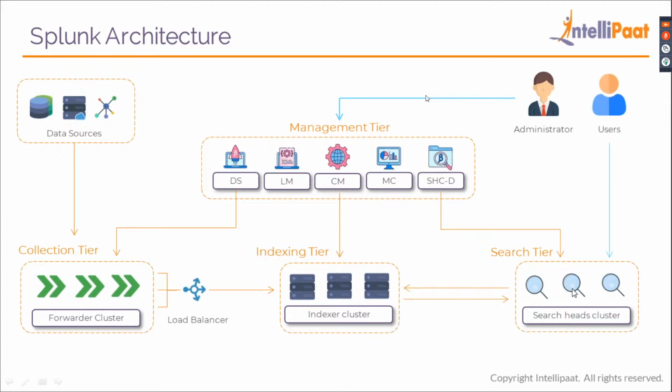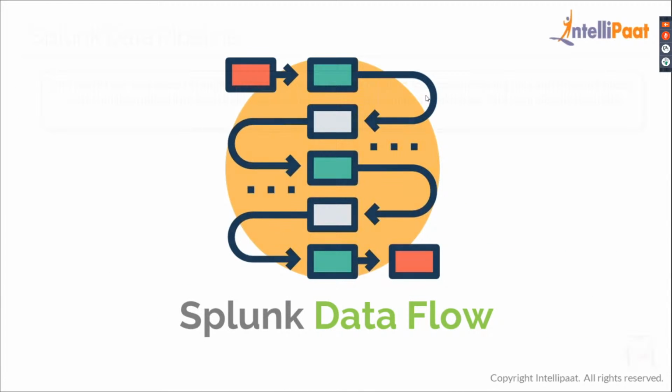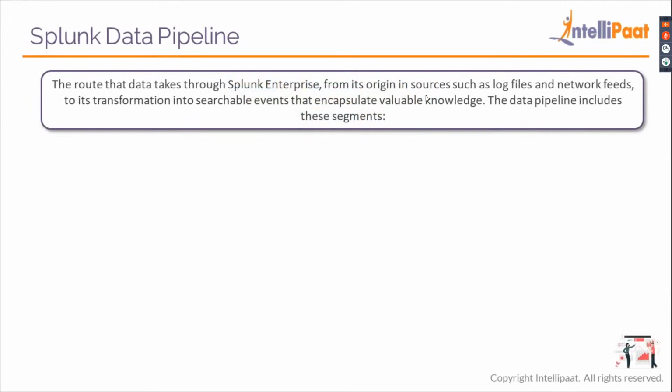Now let's see how data flows through all of these different components of Splunk. Definitely data has to flow between these components, right? It's the route that data takes through Splunk Enterprise from its origin in sources such as log files and network feeds, to its transformation into searchable events that encapsulate valuable knowledge. So you'll basically be taking log files and network data, and you'll be transforming that data. Obviously, the data you'll receive is raw data. That happens in your input segment.